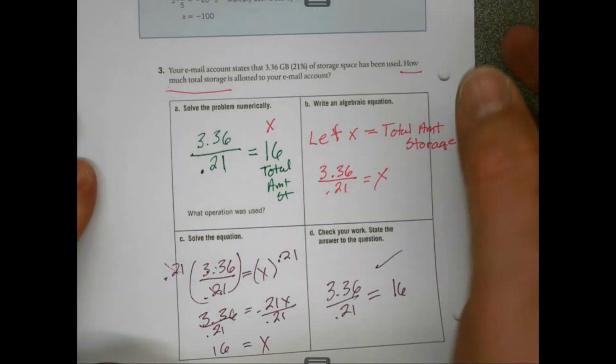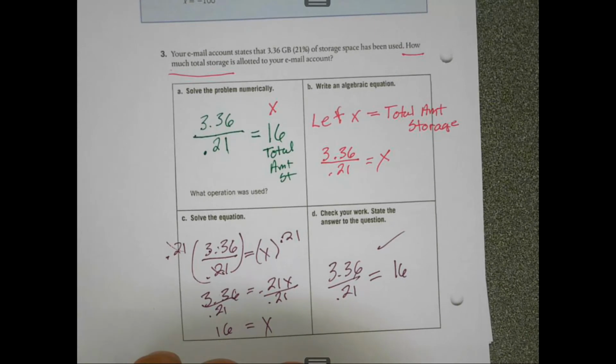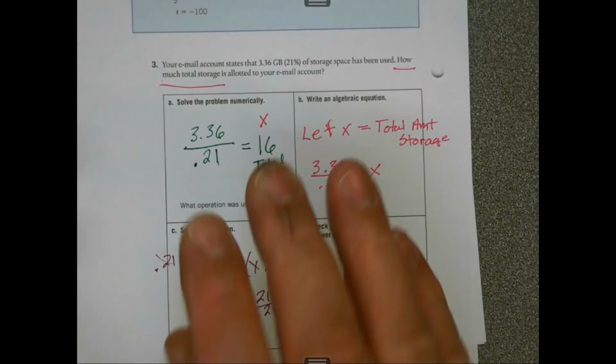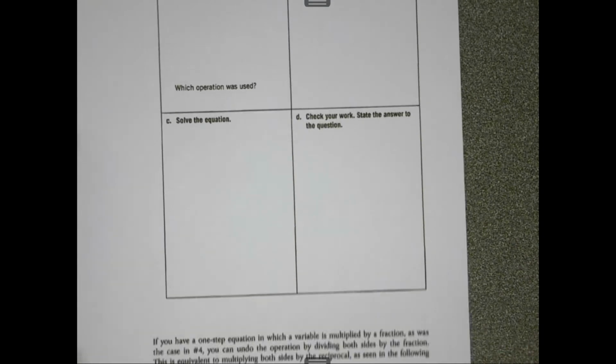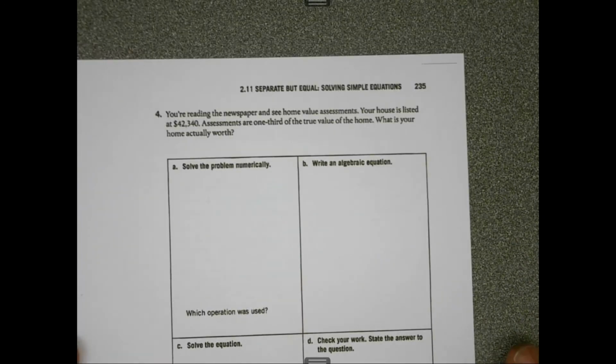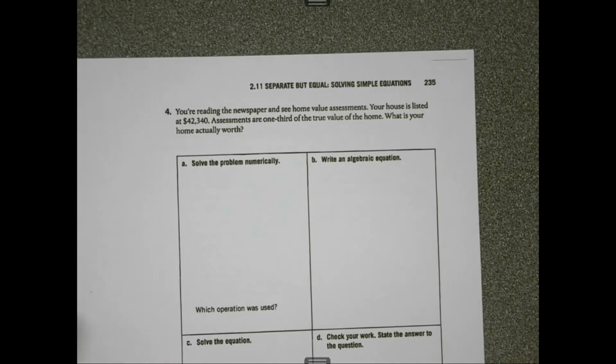All right, number 4. You're reading the newspaper and see home value assessments. You guys will love this eventually in your lives for property taxes. Your house is listed at 42,340. Assessments are 1/3 of the true value of the home. What is your home actually worth?